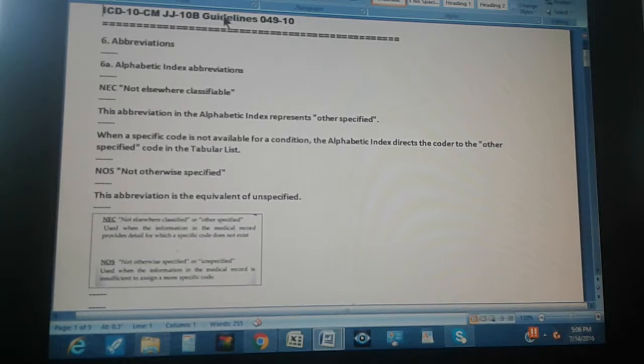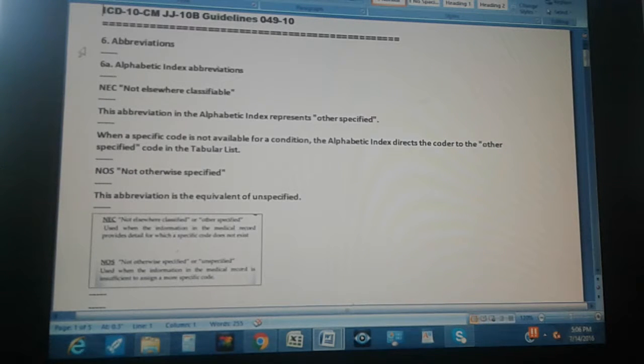ICD-10 guidelines. Now, in this theory part, we're going to learn the difference between NEC and NOS.